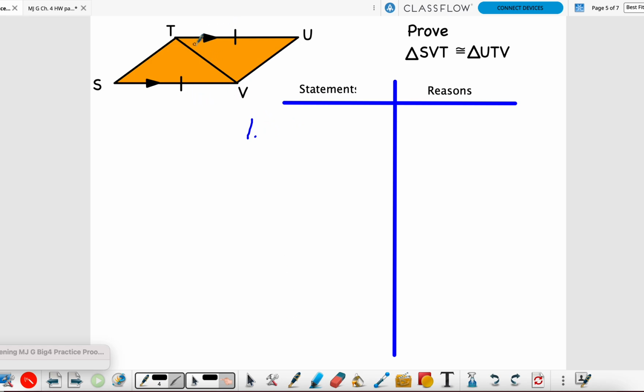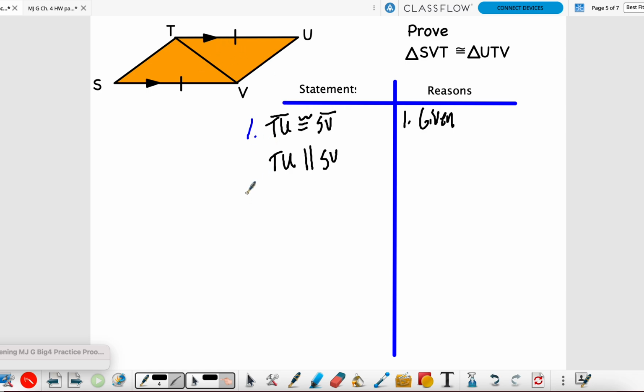We're given tick marks on TU and SV, so we can say TU is congruent to SV. We also have the little arrows, so that would mean that those lines are parallel as well. So we can say TU is parallel to SV. We're given both of those things. Now, we have one pair of congruent things. We need three to use one of our big four.